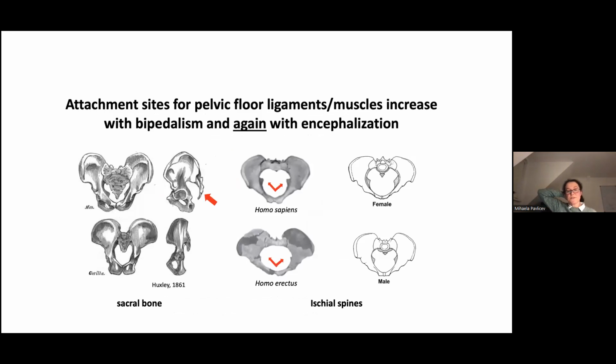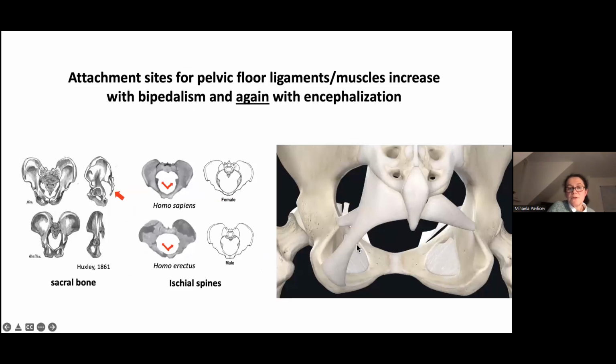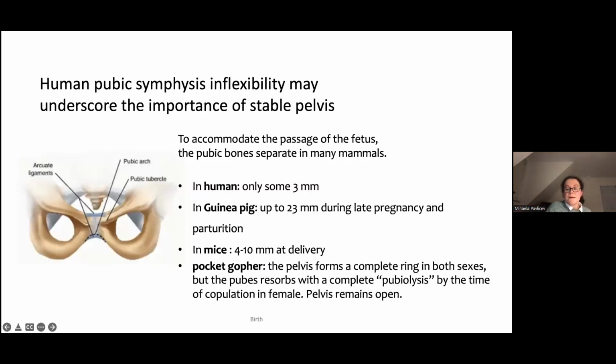So there is quite some evidence just looking at the anatomy that the pelvic floor actually plays a really strong role in this change. So attachment size, both in terms of the sacral bone here, as well as in terms of the ischial spines, changes. So they become larger. We have here also the male and female comparison. And just to show you what I mean by attachment size for ligaments and muscles, here the sacrum and the ischial spines and the ligaments attached. So that seems to be increasing with increasing cranium. So it seems to play a really strong role.